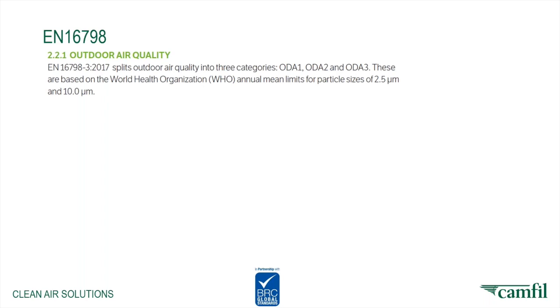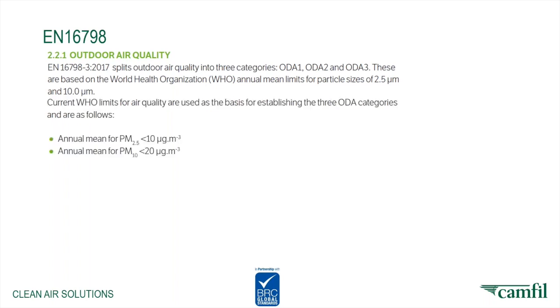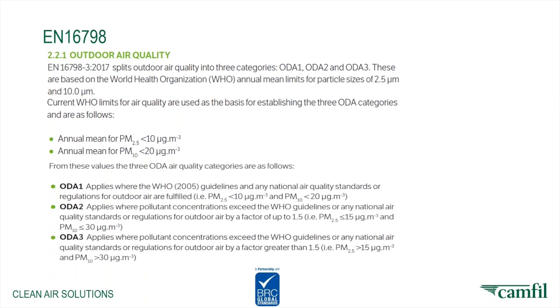So let's discuss EN 16798. EN 16798 splits outdoor air quality into 3 categories: ODA 1, ODA 2, and ODA 3. These are based on the World Health Organization annual mean limits for particle sizes of 2.5 micron and 10 micron. Currently, the WHO limits for air quality are used as the basis for establishing the 3 ODA categories and are as follows. The annual mean for PM2.5 is categorized in 10 micrograms per meter cubed. The annual mean for PM10 is categorized in 20 micrograms per meter cubed.